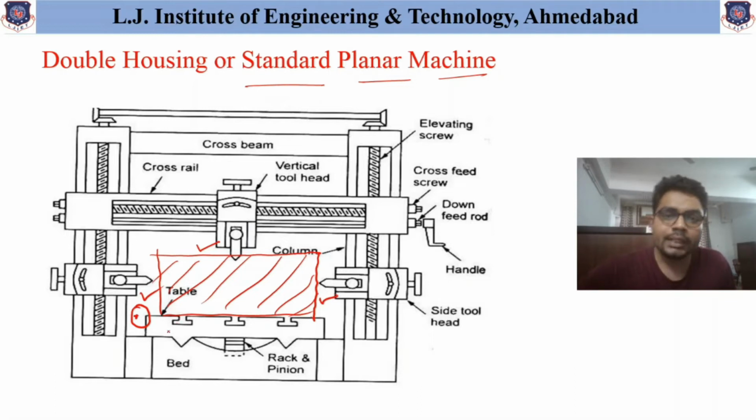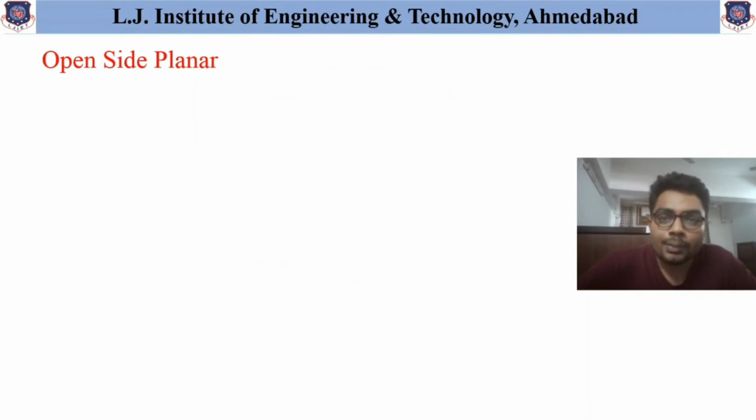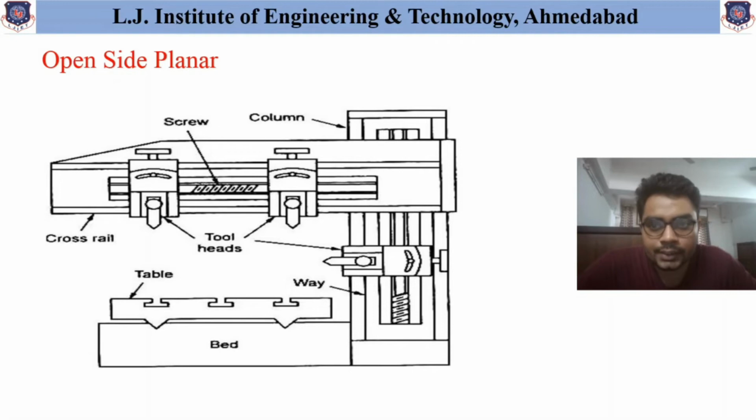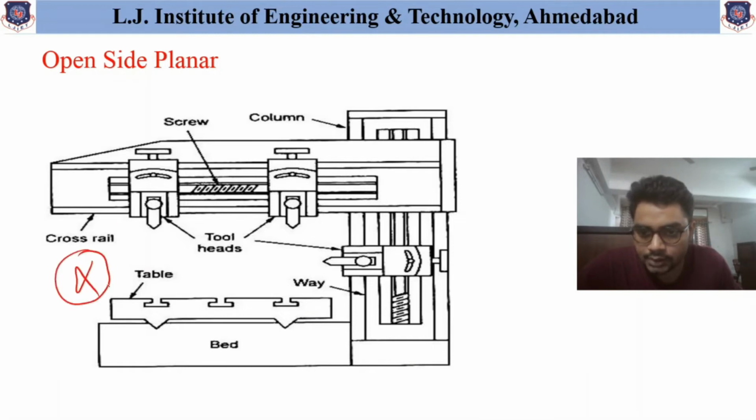So when multiple surfaces are to be machined, at that time this double housing or standard planar machine is used. Now another is the open side planar machine. Let us have a look at the figure of this open side planar machine. Now as one can see, one side of this planar machine is open. This particular side is open on this machine, and that's why it is called the open side planar machine.